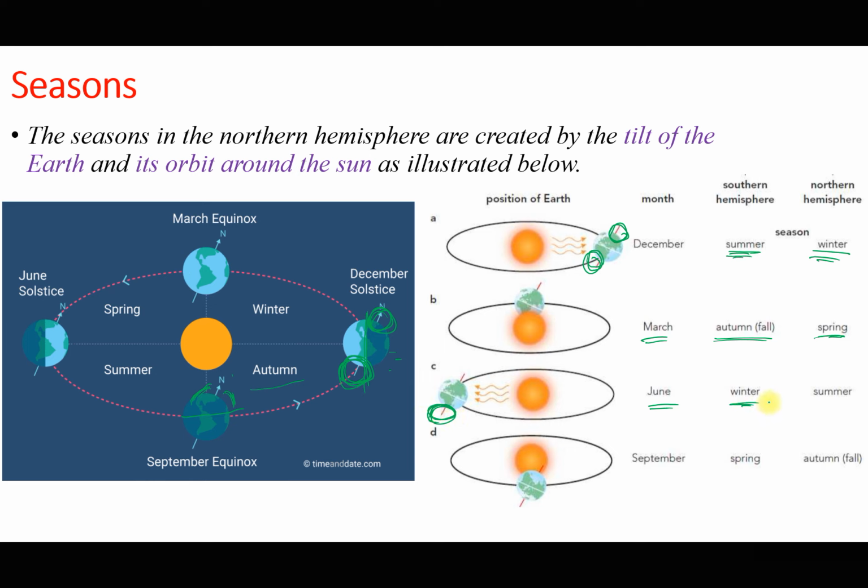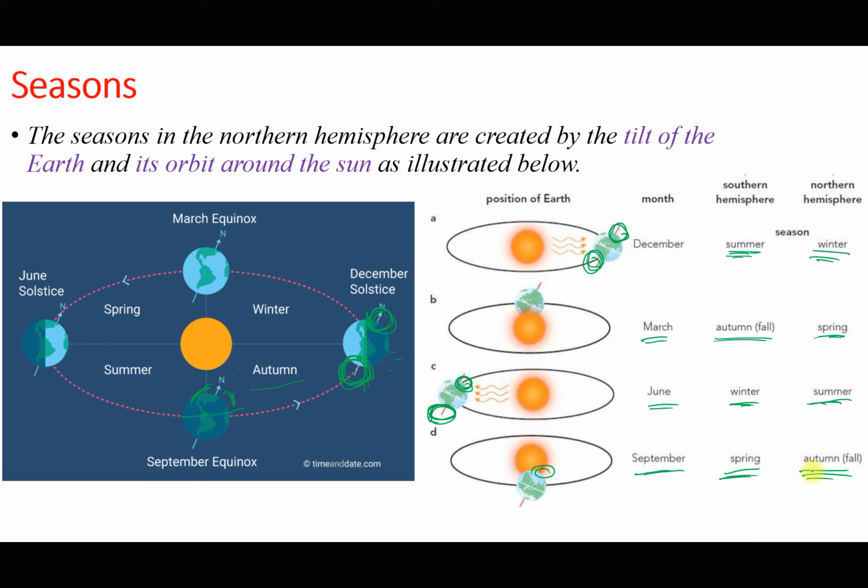Now it should be in winter, and the northern hemisphere has already started approaching the sun, so it should be turning to summer. And then again in September, the northern hemisphere has started moving away from the sun, and therefore it is going to be spring. And the northern hemisphere has started moving away from the sun, therefore it is going to be autumn. And the southern hemisphere has started moving closer to the sun, so it is going to be spring, and the cycle continues, and so on and so forth.